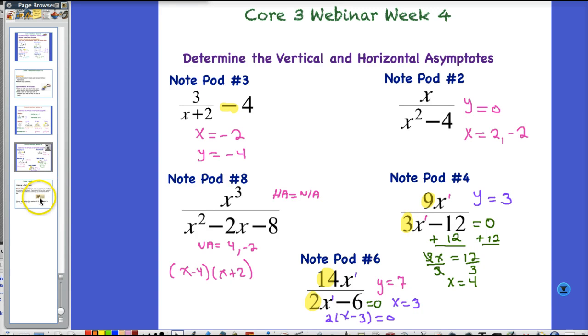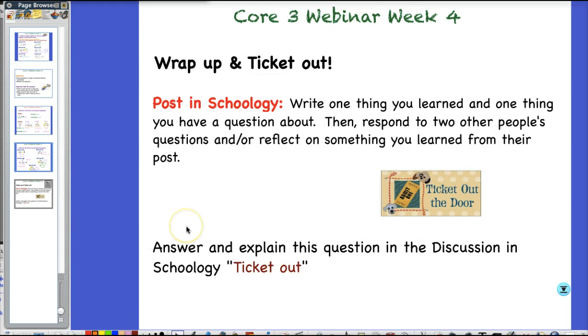All right, you guys, so for your ticket out this time, all I want you to do is write one thing that you learned and one thing that you have a question about. Even if it's a question about some other lesson that you did, that's fine too. And then respond to 2 other people's questions, or you can reflect on something that they wrote that they learned that maybe you didn't know. So that's what you have to do for the discussion. Not too bad. That'll give you a chance to read different people's perspectives on what they learned versus what you learned. So I think that's it.